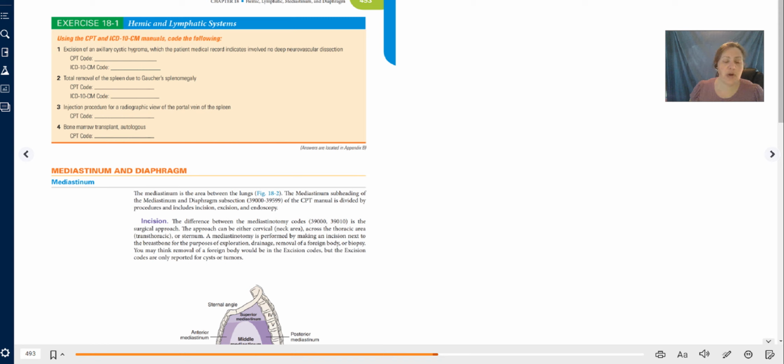Let's do a couple of practice ones. This first one is excision of an axillary cystic hygroma. Hygroma. So it's an excision of the hygroma. The next one is total removal of the spleen. And let's just do those two.